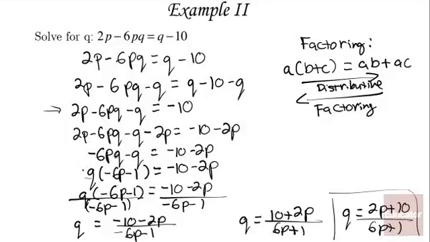To go further with this, I needed to separate out the q, and I did that by factoring, which gave me q times (minus 6p minus 1) equals minus 10 minus 2p. Now that I was down this far, all I had to do to isolate the q is divide both sides by negative 6p minus 1, which left me with q equals (minus 10 minus 2p) over (minus 6p minus 1). Putting that in a slightly different form, (10 plus 2p) over (6p plus 1), and then switching the order of these two terms so it's in more of a standard form gives me my final answer.